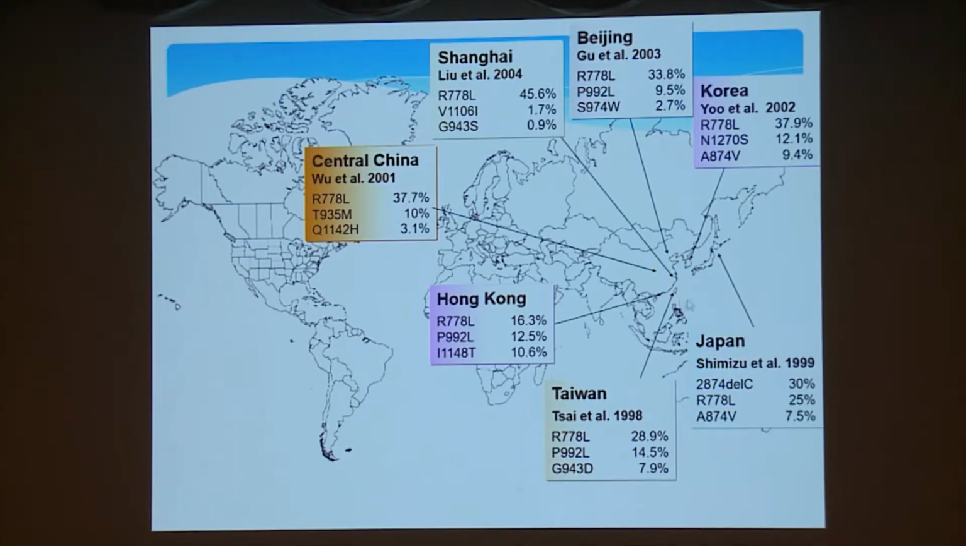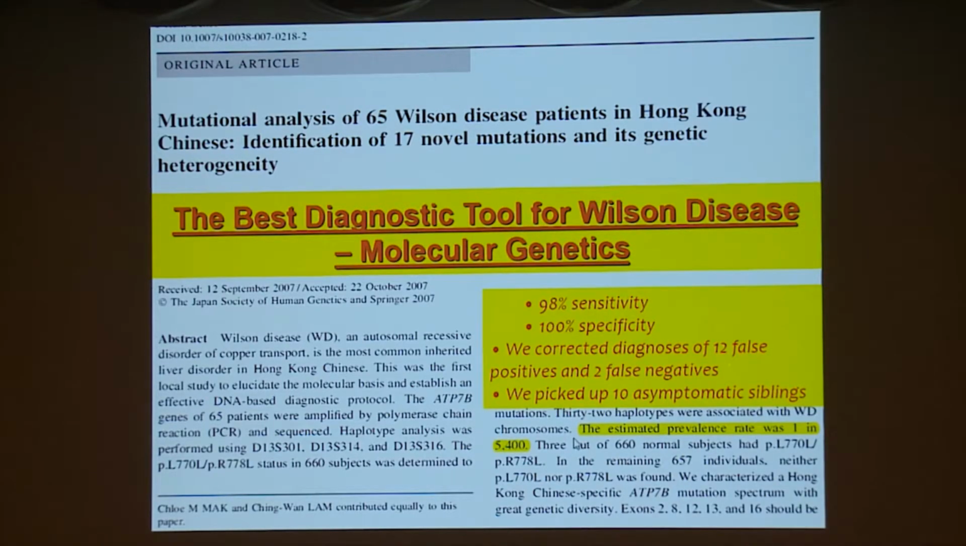And in Japan, Taiwan, Hong Kong, and China, all the Wilson disease genotypes have been thoroughly studied. So we all share quite a common mutation spectrum, especially this R778L. It's on the top of the three mutation spectrums in Asians. The diagnostic yield of genetic tests among Wilson disease patients is also high, up to 100% specificity and 98% sensitivity. So it's the most decisive diagnostic tool.